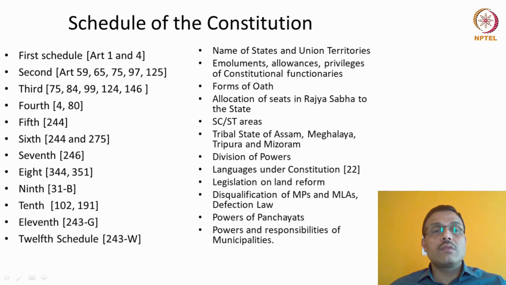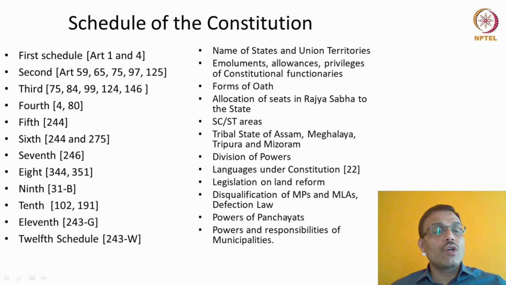And the functions of the constitutional functionaries have been mentioned in the following articles: 59, 65, 75, 97, 125. This is not necessarily the exhaustive list of articles, but some of the articles which deal with these constitutional functionaries, and their emoluments and privileges are mentioned in the second schedule. So those powers and functions are mentioned in the main part of the Constitution, but the kind of privileges and allowances that they should get is mentioned in the second schedule.